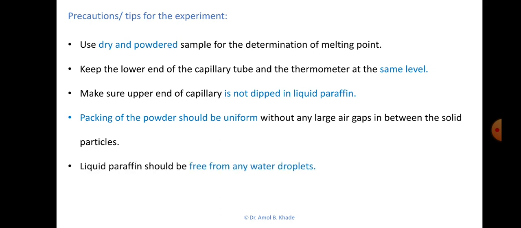And most importantly, the liquid paraffin you are using should be free from any water droplets, because liquid paraffin has a very high boiling point. It is more than 300 degrees Celsius, and that's why liquid paraffin is preferably used for determining the melting point and the boiling point. Okay, so if the liquid paraffin has some impurities, or by mistake some water droplets are entrapped in it, then when you heat the liquid paraffin or the Thiele's tube, they will start bumping, okay, and if the quantity of water droplets is more in the Thiele's tube, then they will come out from the Thiele's tube and it can cause accidents. So these precautions you have to take while carrying out the determination of melting point.